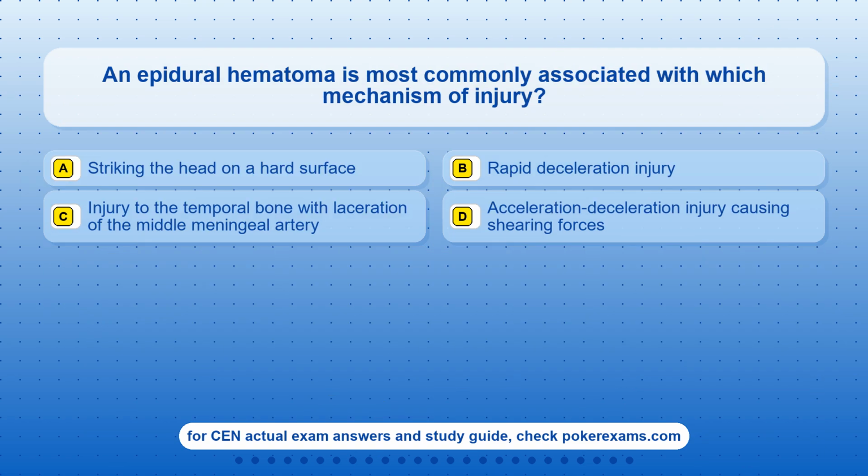Question 13. An epidural hematoma is most commonly associated with which mechanism of injury? Option A, striking the head on a hard surface. Option B, rapid deceleration injury. Option C, injury to the temporal bone with laceration of the middle meningeal artery. Option D, acceleration-deceleration injury causing shearing forces.